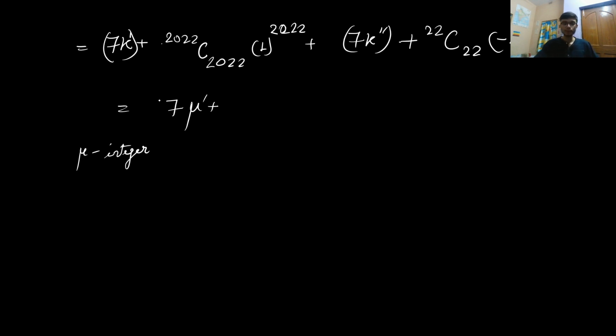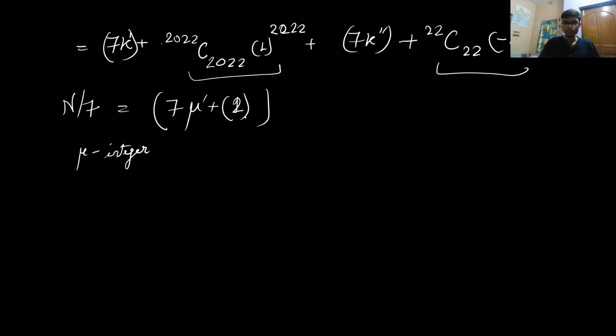So that means this particular number is divisible. And plus, if you look at this last term, this is plus 1 and this is plus 1, so this will yield a remainder equal to 2. So when the number n is divided by 7, this gives a number of the form 7μ plus 2. That means the remainder is equal to 2.